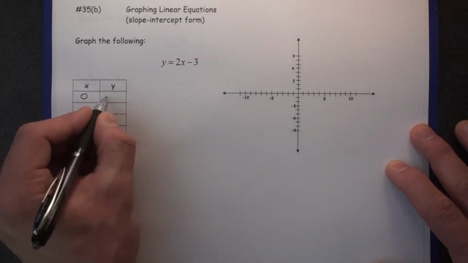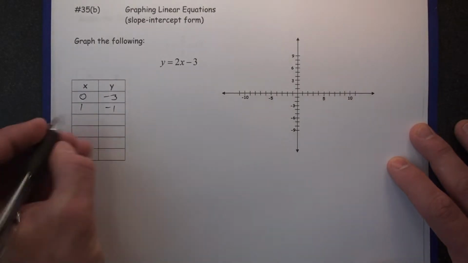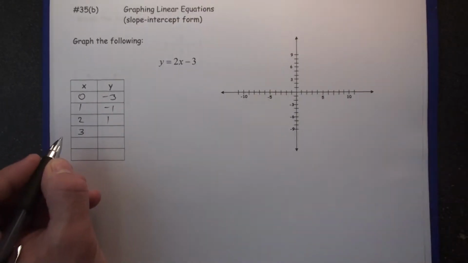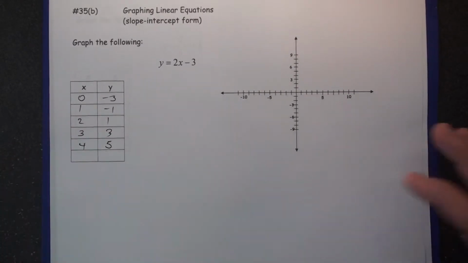If you plug a 0 in for x, you're going to get negative 3 for y. Plug in 1 for x, you're going to get negative 1 for y. Plug in 2 for x, you're going to get 1 for y. Plug in 3 for x, you're going to get 6 minus 3, which is 3. Plug in 4 for x, you're going to get 8 minus 3, which is 5.